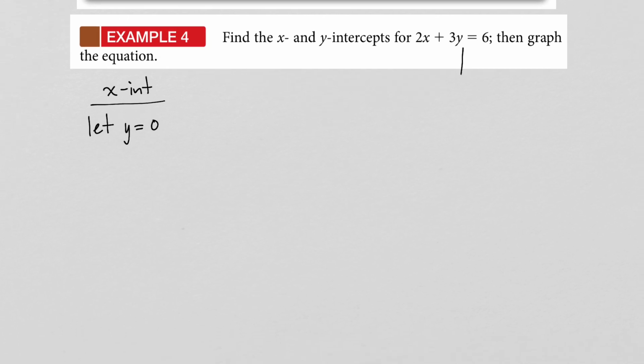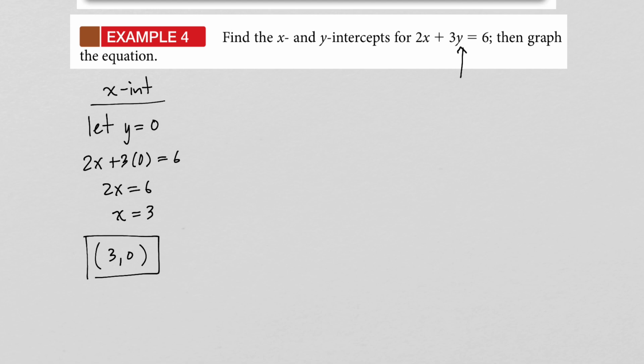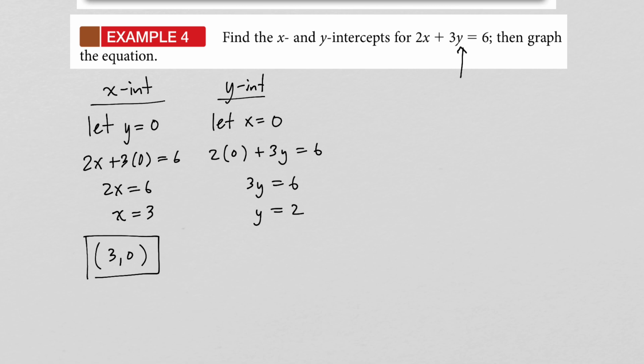But if I plug y equals 0 into this equation, we're going to get 2x plus 3 times 0 is equal to 6. That says 2x equals 6, or x is equal to 3. So when y is equal to 0, x is equal to 3. That gives us the point (3, 0). To find the y-intercept of the graph, we are just going to let the other variable equal 0. If I let x equal 0, we get 2 times 0 plus 3 times y is equal to 6. This says 3y equals 6, which means y must be equal to 2. So when x is equal to 0, y is equal to 2.